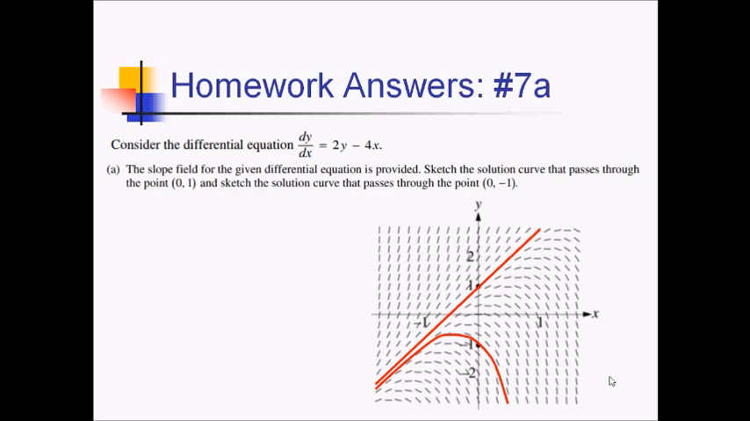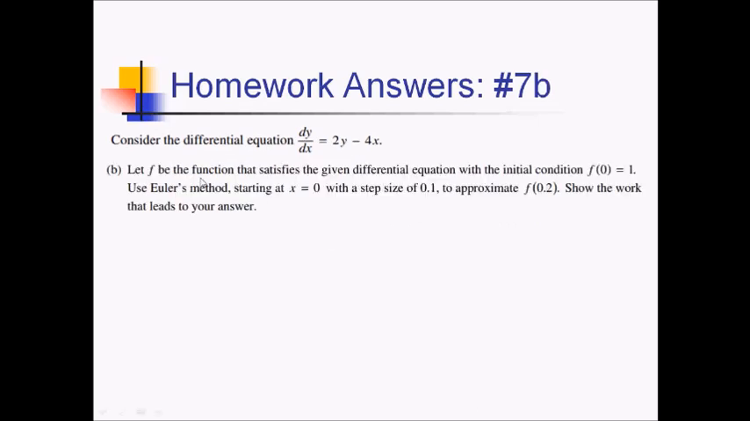For this problem, they're saying f is a function that satisfies this differential equation with an initial condition of f of 0 equals 1. They want us to use Euler's method starting at 0 with a step size of 0.1 to approximate f of 0.2. So to do this, we're going to do it in 2 steps. First, we're going to approximate f of 0.1, and then we'll use that approximation to get f of 0.2.